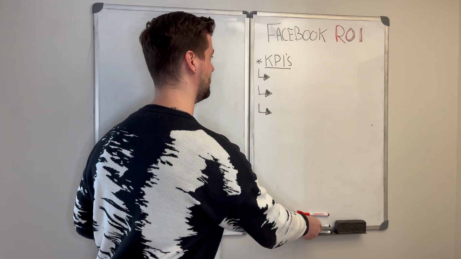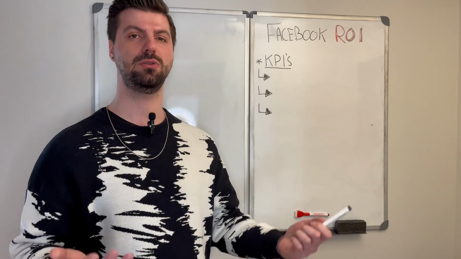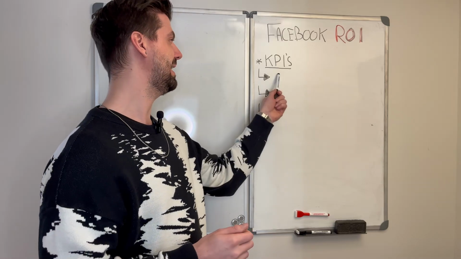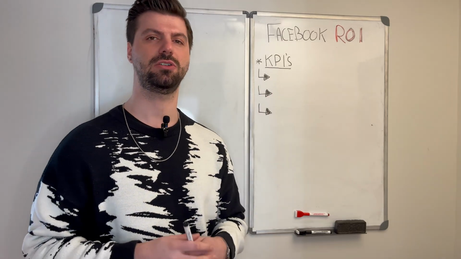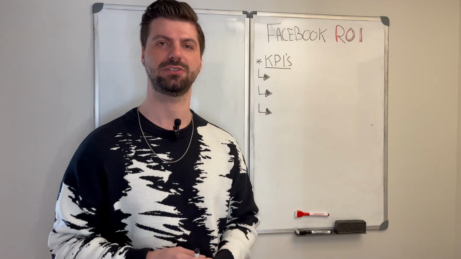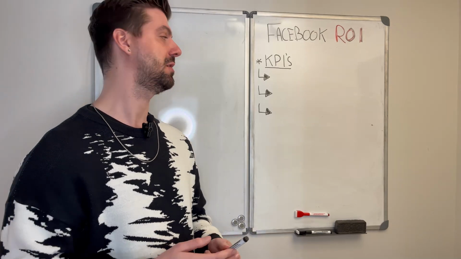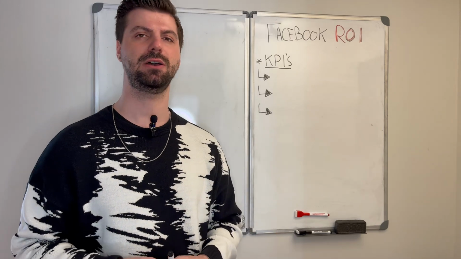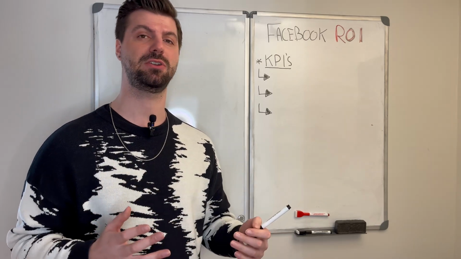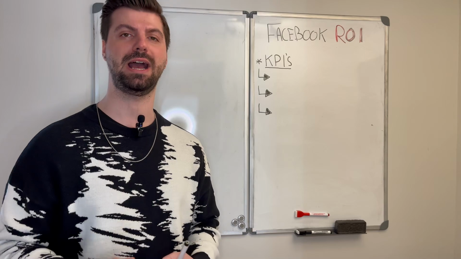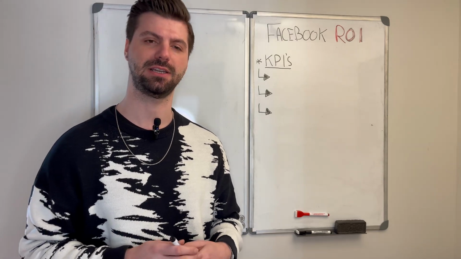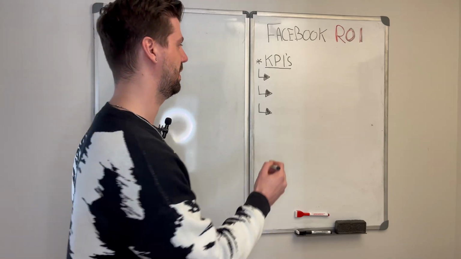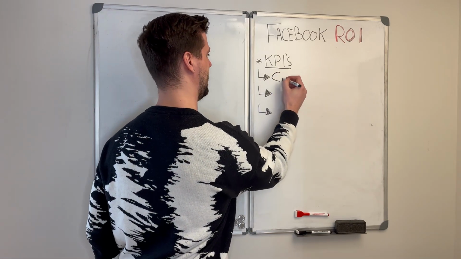So the first thing that you need to understand when it comes to calculating ROI from Facebook ads is something called KPIs, which is called Key Performance Indicators. And basically what these are, I have identified 3 different KPIs that we're going to talk about that make it really simple for you to start projecting ROI for your Facebook advertising, right? So the first KPI that we're going to talk about is something called CPL.